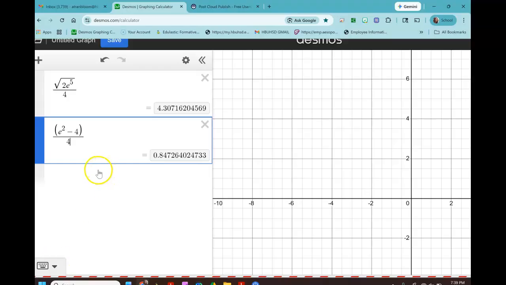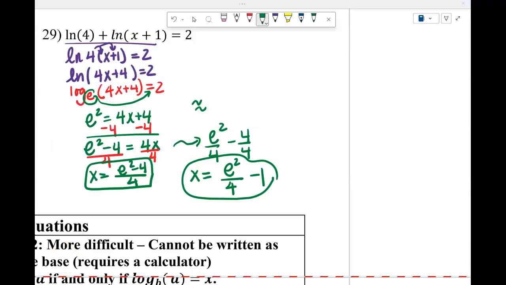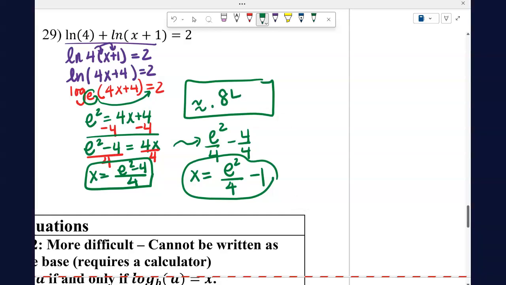Now earlier I said you can write it this way, right? Just type in e, caret square, divided by 4, and then minus 1. So they're both the same decimal. 0.847 is our decimal approximation. So now I'm going to write the decimal approximation right here, 0.847.